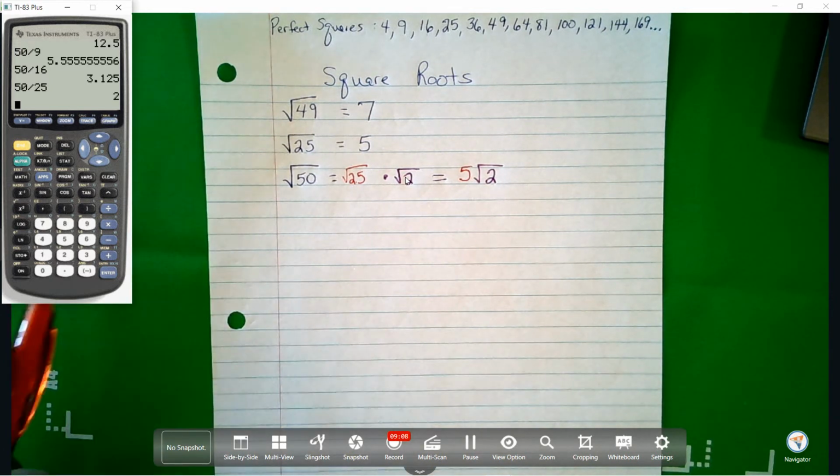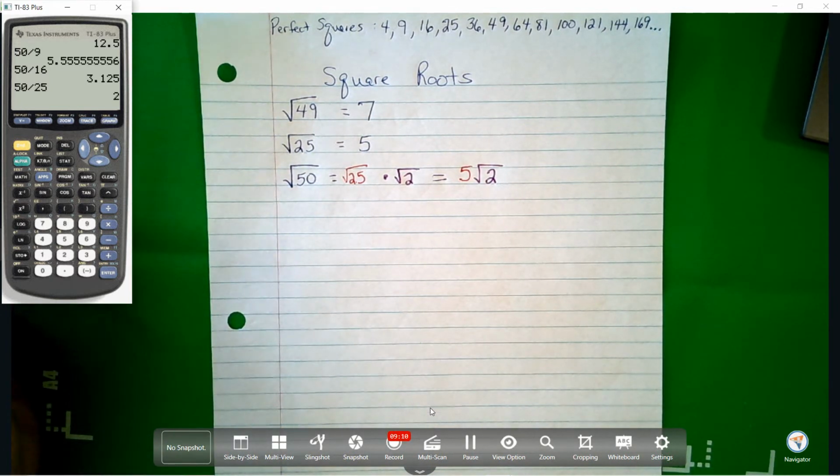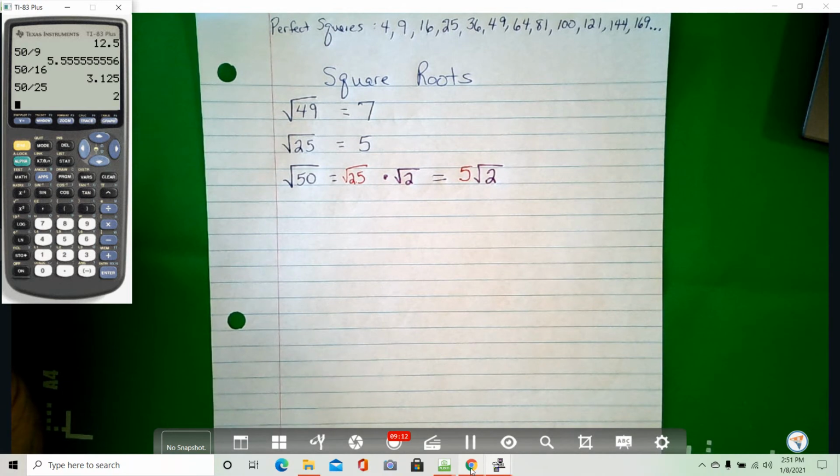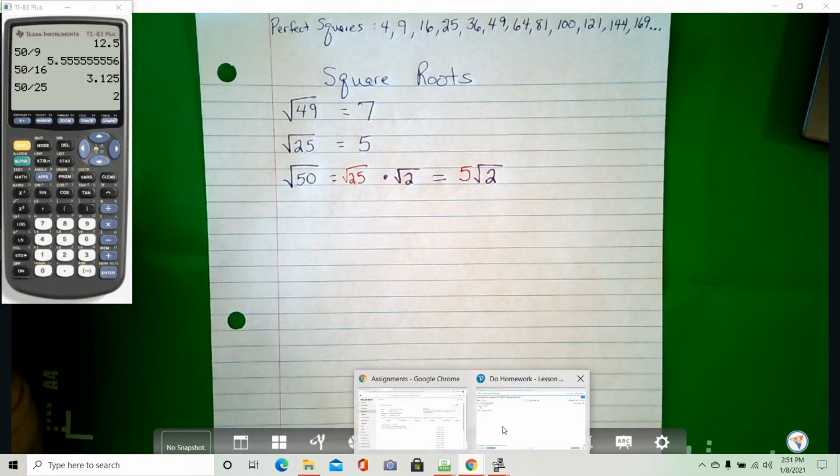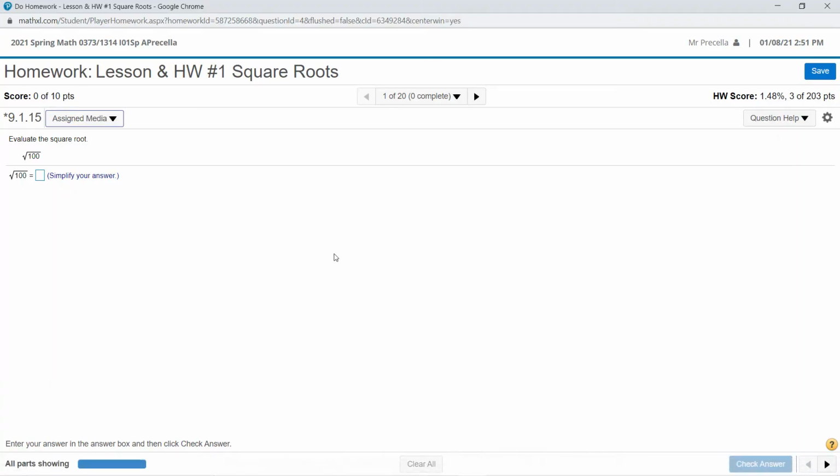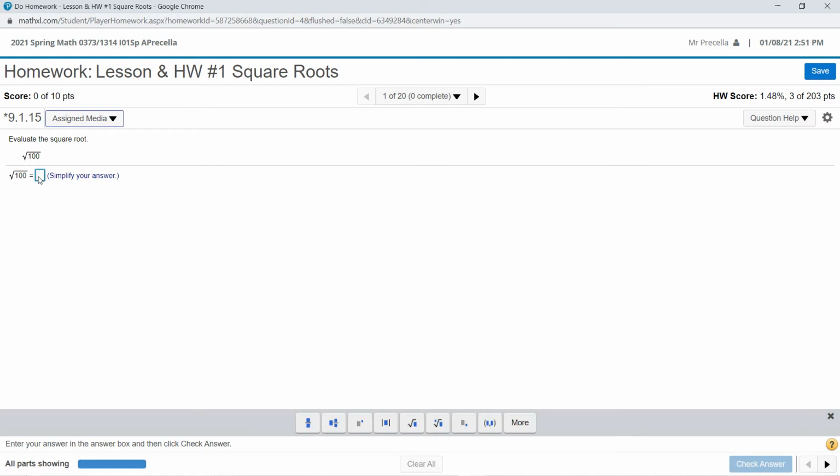I think I've done enough for us to start doing problems. So let's do problem number 1. Evaluate the square root. It says the square root of 100. Well, there's not really any work to write out here. We can just type in the answer.